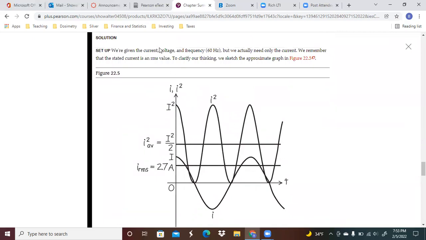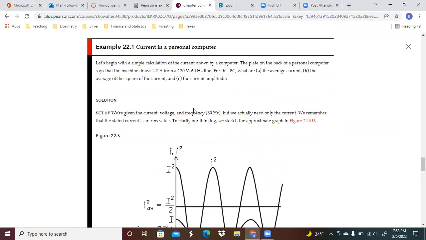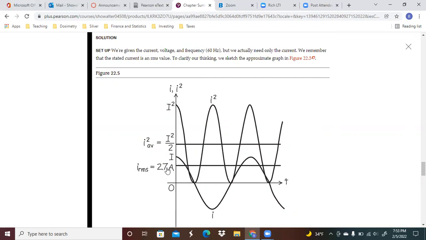So setting all of this up, we're given the current, the voltage, and the frequency, but we actually only need the current. As we sketch the graph, the current as it is given to us, 2.7 amps, that's the amplitude. As we draw this around, we can see how it varies. It's going to go up to a certain value, and then down to a certain value as well. The fact that we're referring to 2.7 amps as what it's drawing is going to be referred to as the root mean square.